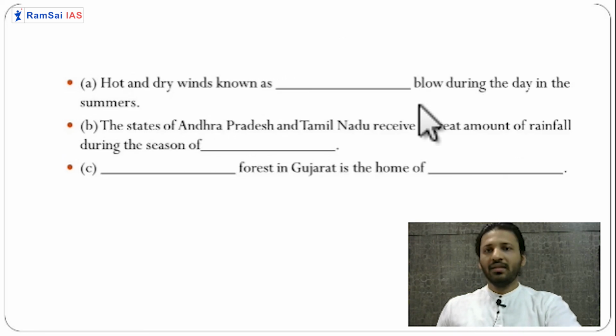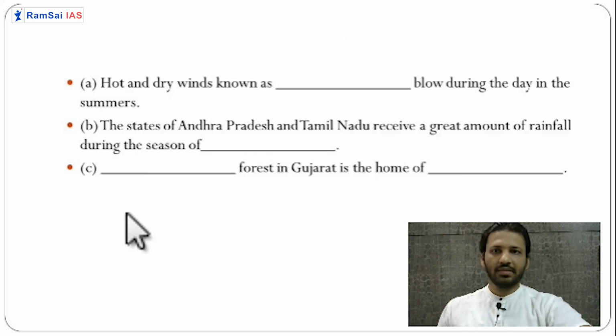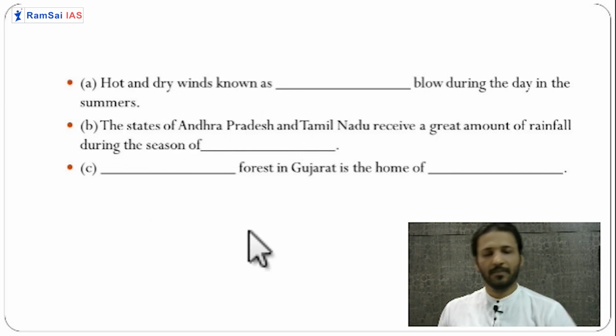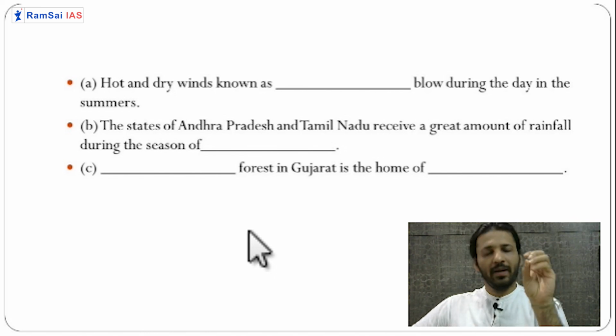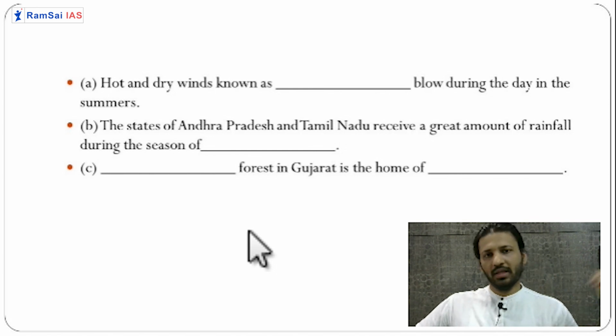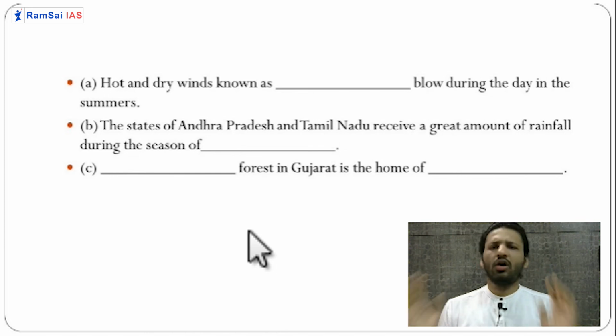Then there are some fill in the blanks. The hot and dry wind known as dash dash blows during the day in the summer. These hot and dry winds are known as loo. This is a local wind, a pre-monsoon wind. Before the occurrence of monsoon in northern India, it gets very hot. When low pressure develops in northern India, winds start blowing from almost Pakistan up to Bihar. This wind is very, very hot.